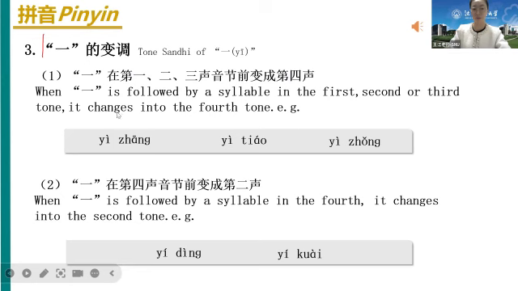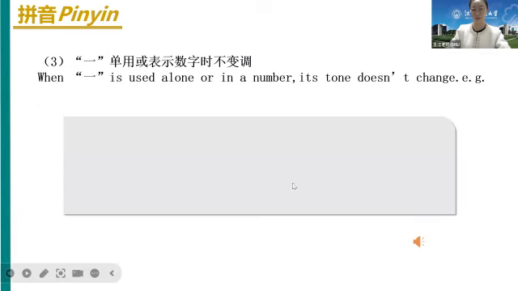Please take a look. One, when this character is followed by a syllable in the first, second, or third tone, it changes into the fourth tone. For example, 一张, 一条, 一种. Number two, when this Chinese character is followed by a syllable in the fourth tone, it changes into the second tone. For example, 一定, 一块. And number three, when this Chinese character 一 is used alone or in a number, its tone doesn't change. We just read it as the original tone.